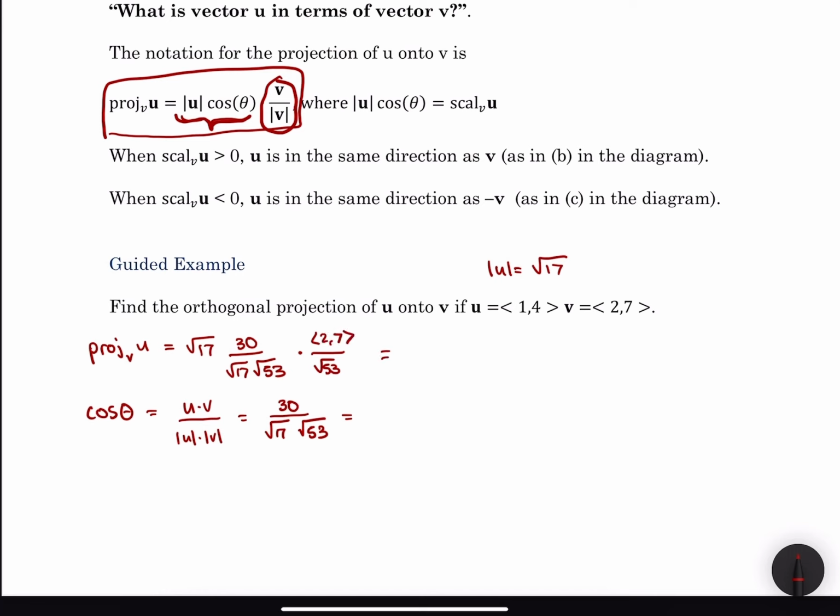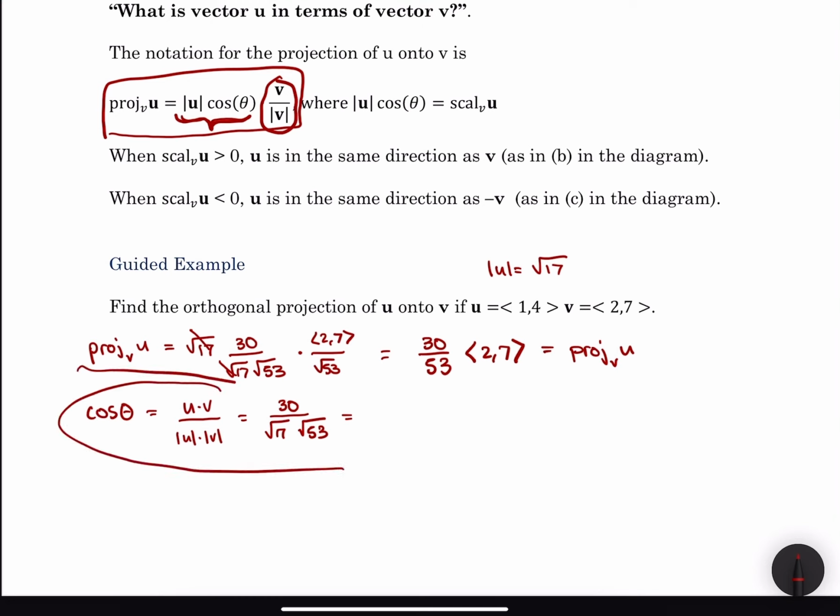If we clean up a bunch of stuff, the square roots of 17 are going to cancel. The square root of 53 times the square root of 53 is going to be 53. So we end up with the value of 30 over 53 times the vector (2, 7). And this is the projection of vector u onto v. We'll talk more about this in class and how we can probably simplify this formula into something more useful that's slightly shorter. But that's the video, kids. See you in class.